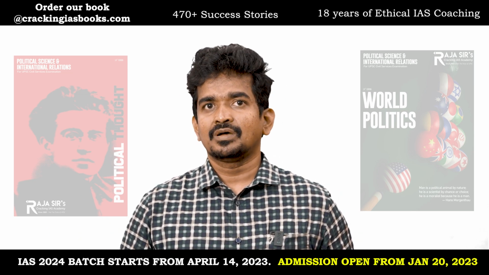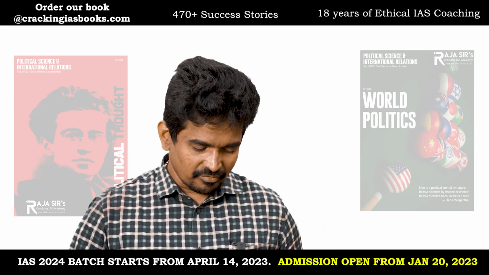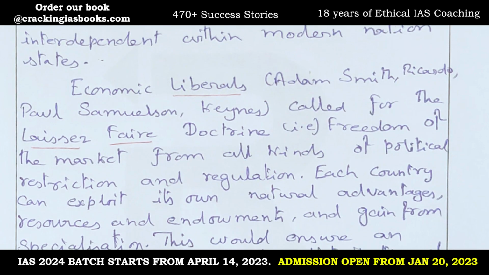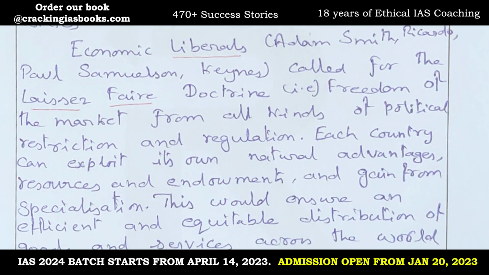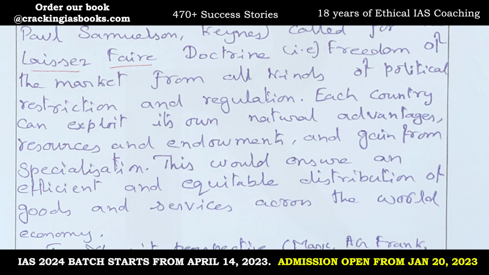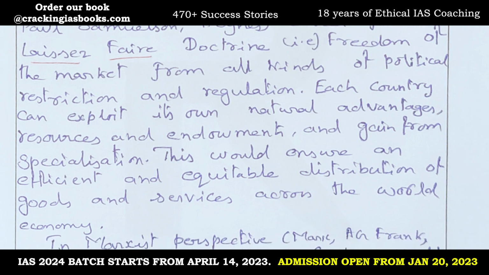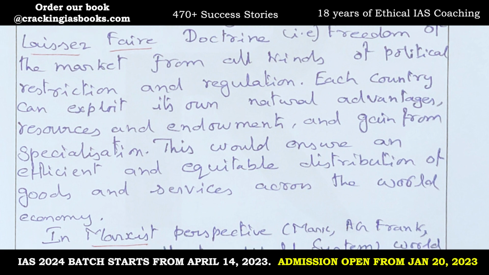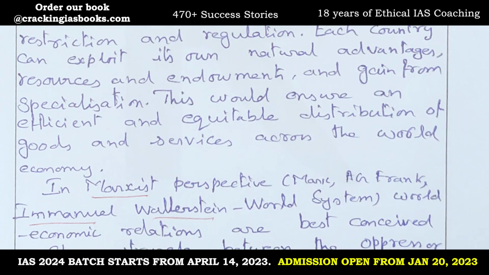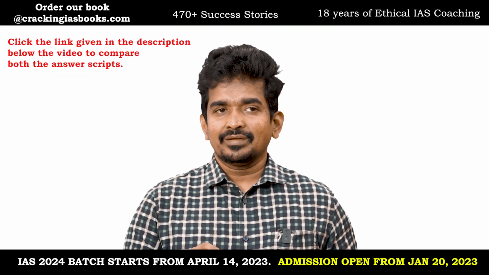Time and space, of course, marks also, right? Fine. Now, the second passage. So, economic liberals, within bracket, I have mentioned a few thinkers. Economic liberals called for the laissez-faire doctrine, that is, the freedom of the market from all kinds of political restriction and regulation. Each country, see, again, I'll tell you one thing.